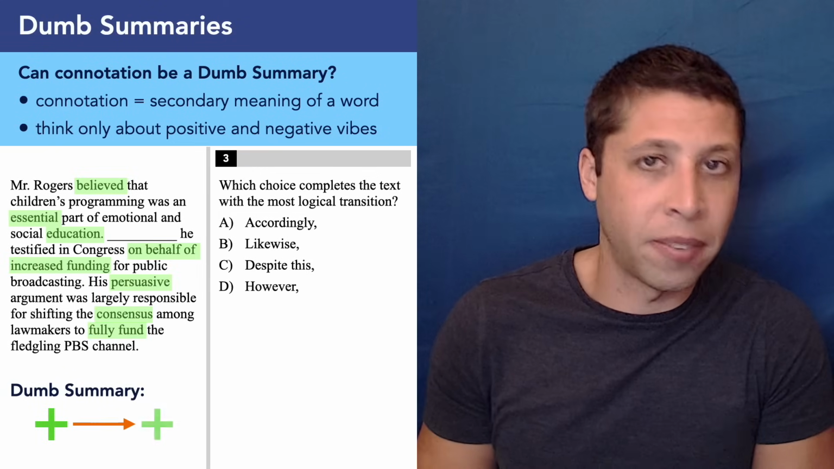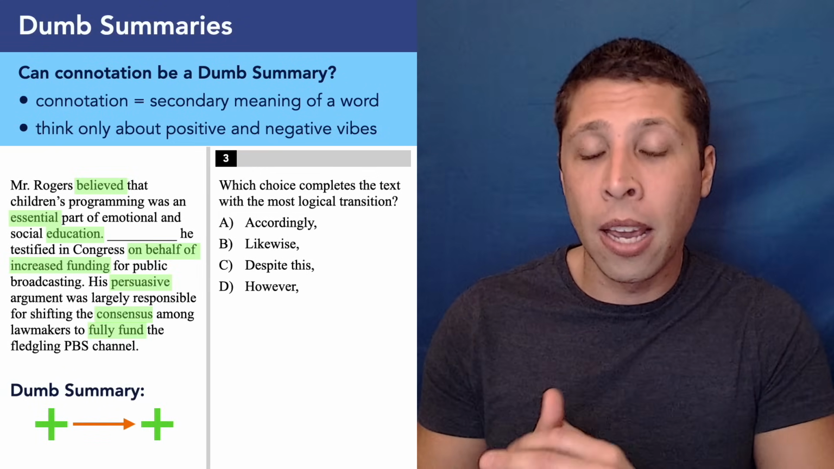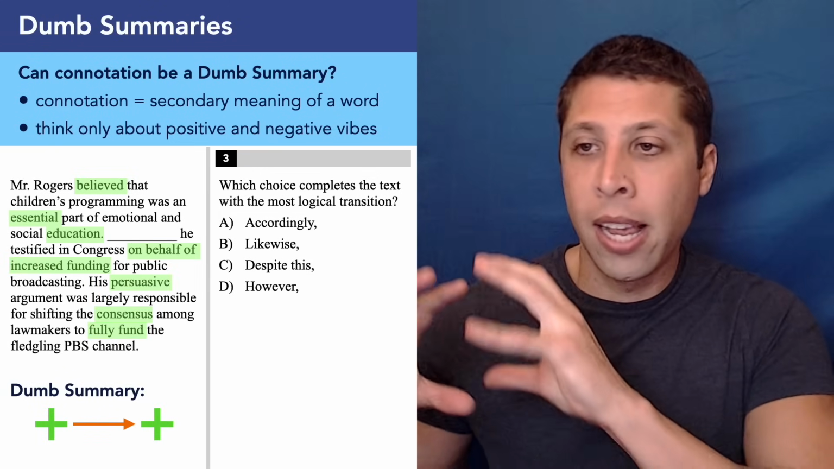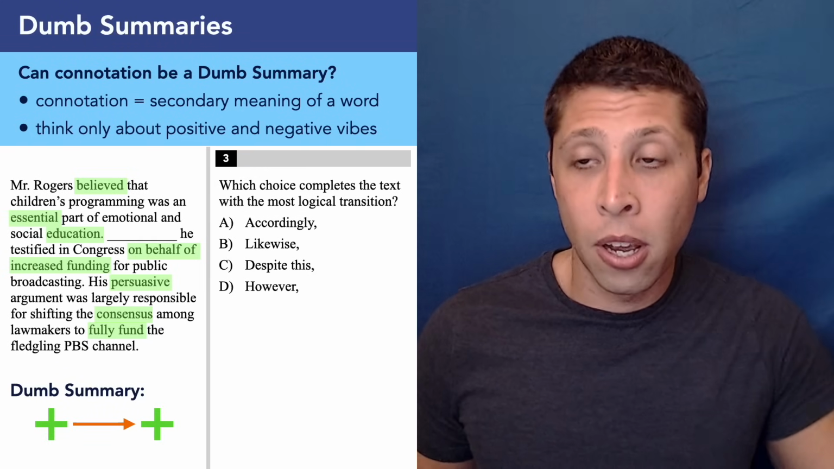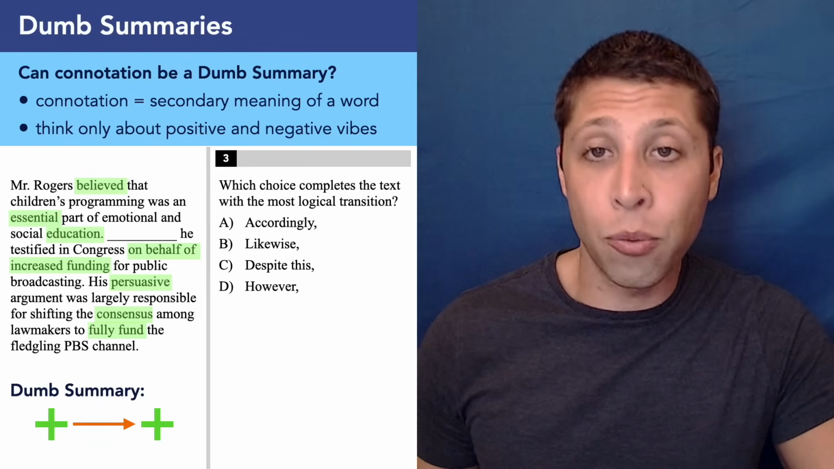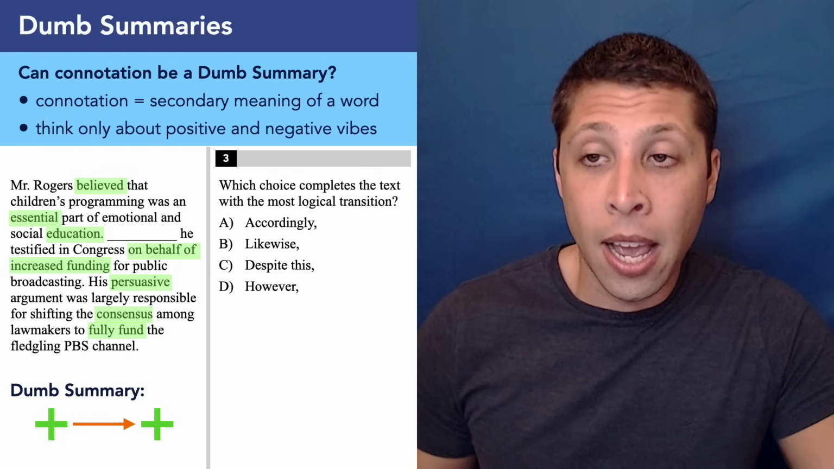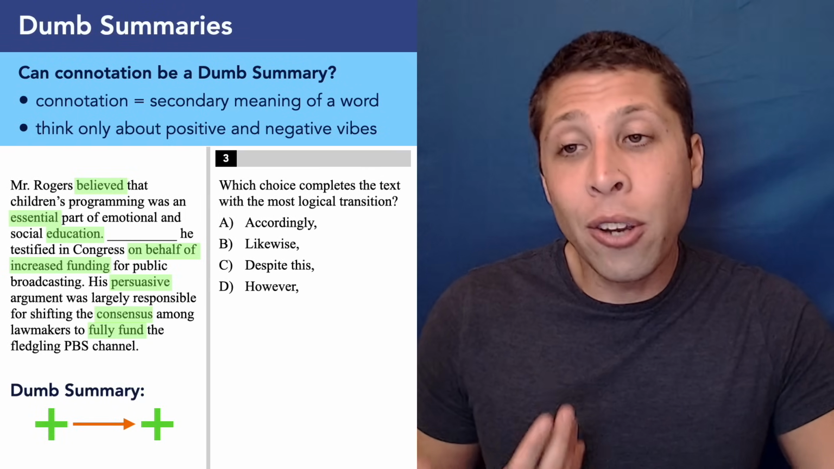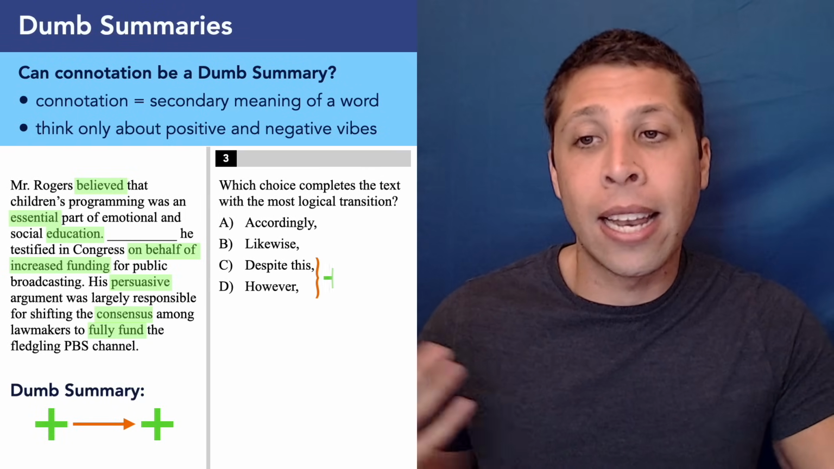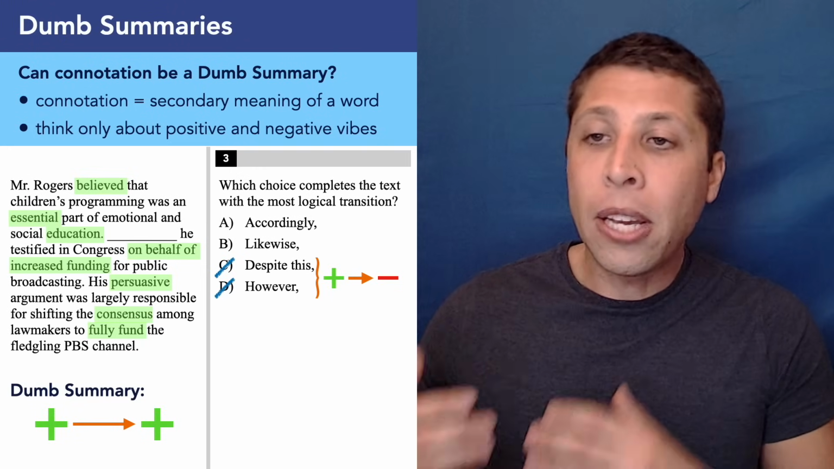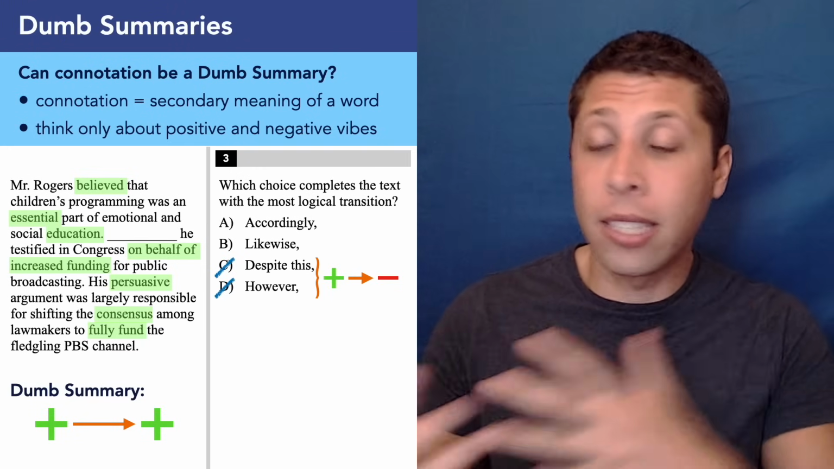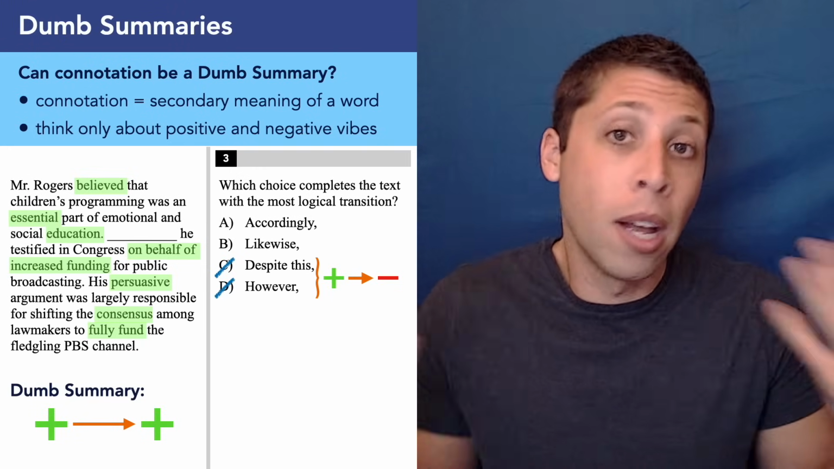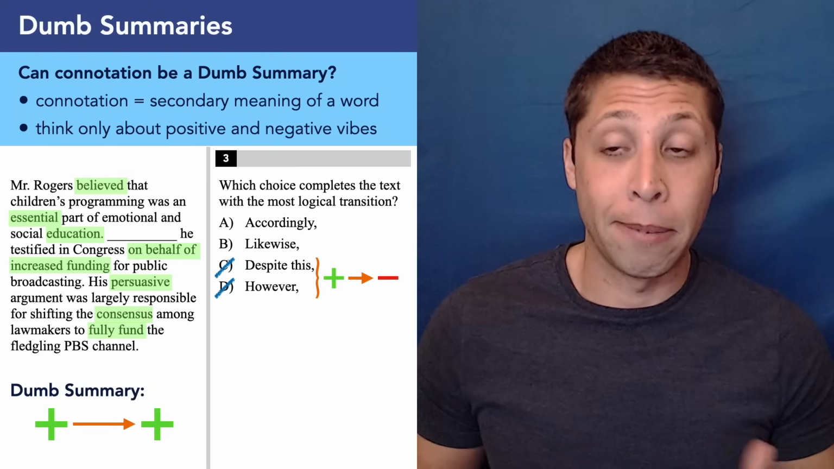There's even more positive ideas here. It's clear to me that our dumb summary is that we have a continuous string of positive ideas. Okay, so I want a transition word that is going to reflect that. And right away, I know that words like despite this and however aren't going to work, because those are transitions that we use to show a contrast, right? So positive to negative or negative to positive. So I can cross those out pretty confidently.